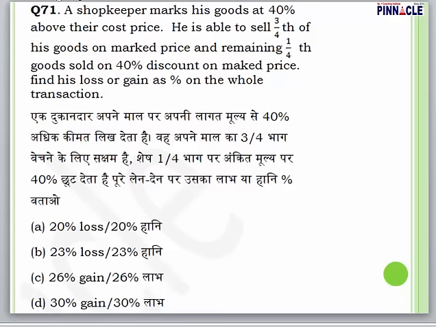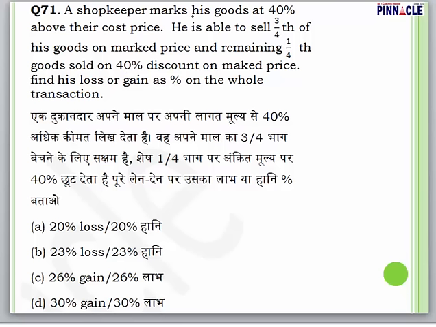Question number 71. The shopkeeper marks his goods at 40% above their cost price. He is able to sell 3 by 4 of his goods at market price and the remaining 1 by 4 of the goods are sold at 40% discount on the market price. Find his loss or gain percent on the whole transaction.